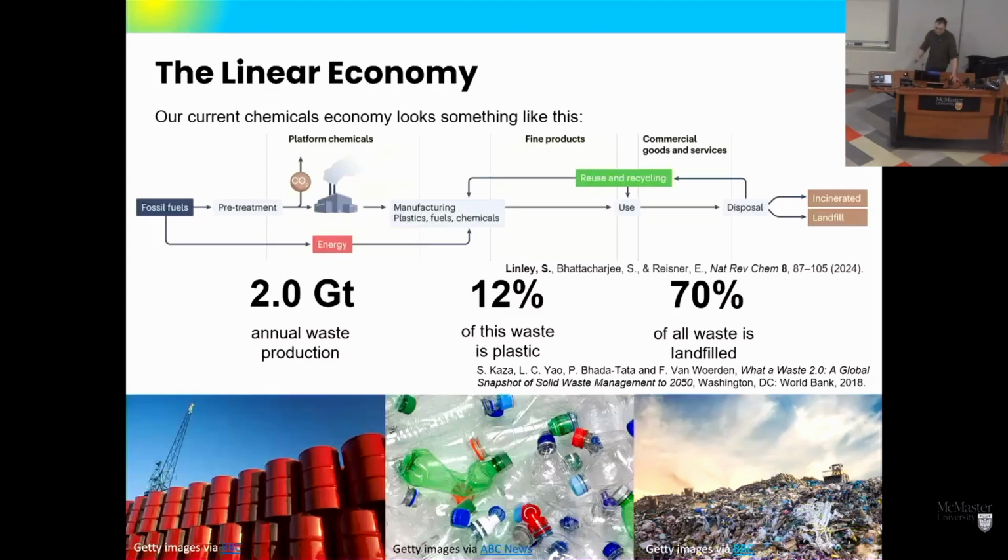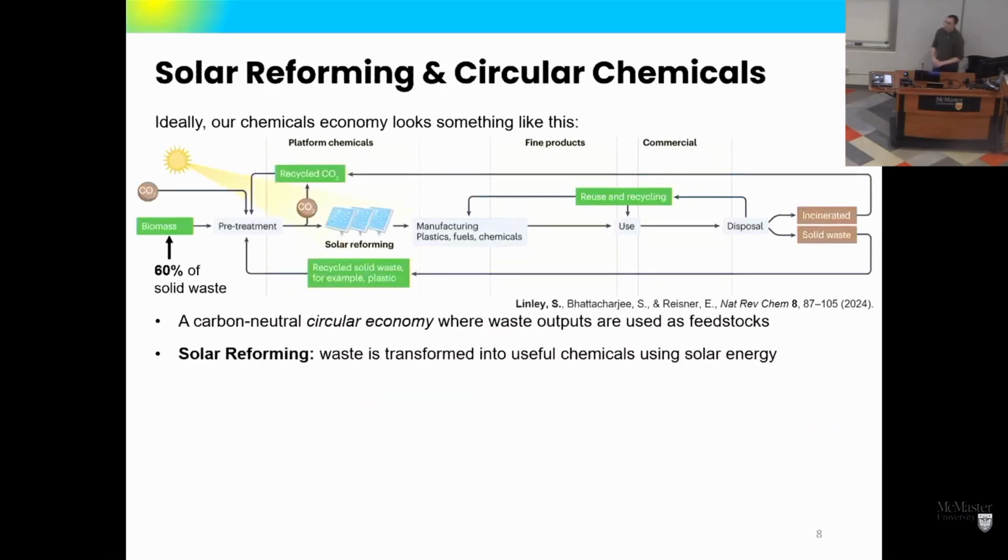And then some other statistics. This is overall contributing to about 2 gigatons of annual waste production, and most of that waste ends up in landfill. A good portion of that waste is plastic materials as well, which are persistent. Okay, and a very optimistic future proposes that we have a circular chemicals industry, and maybe the solar reforming process has a role to play in a future circular economy as well.